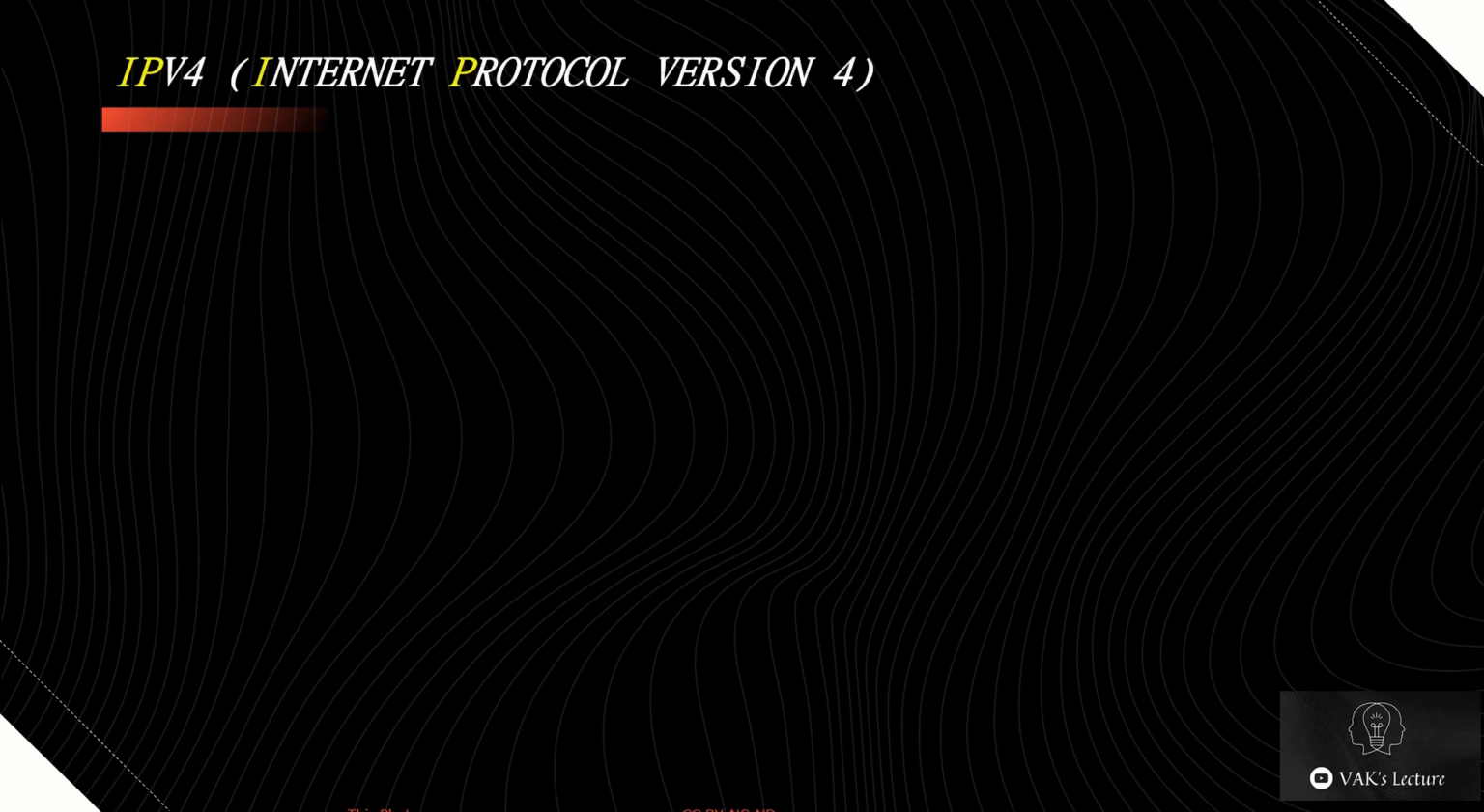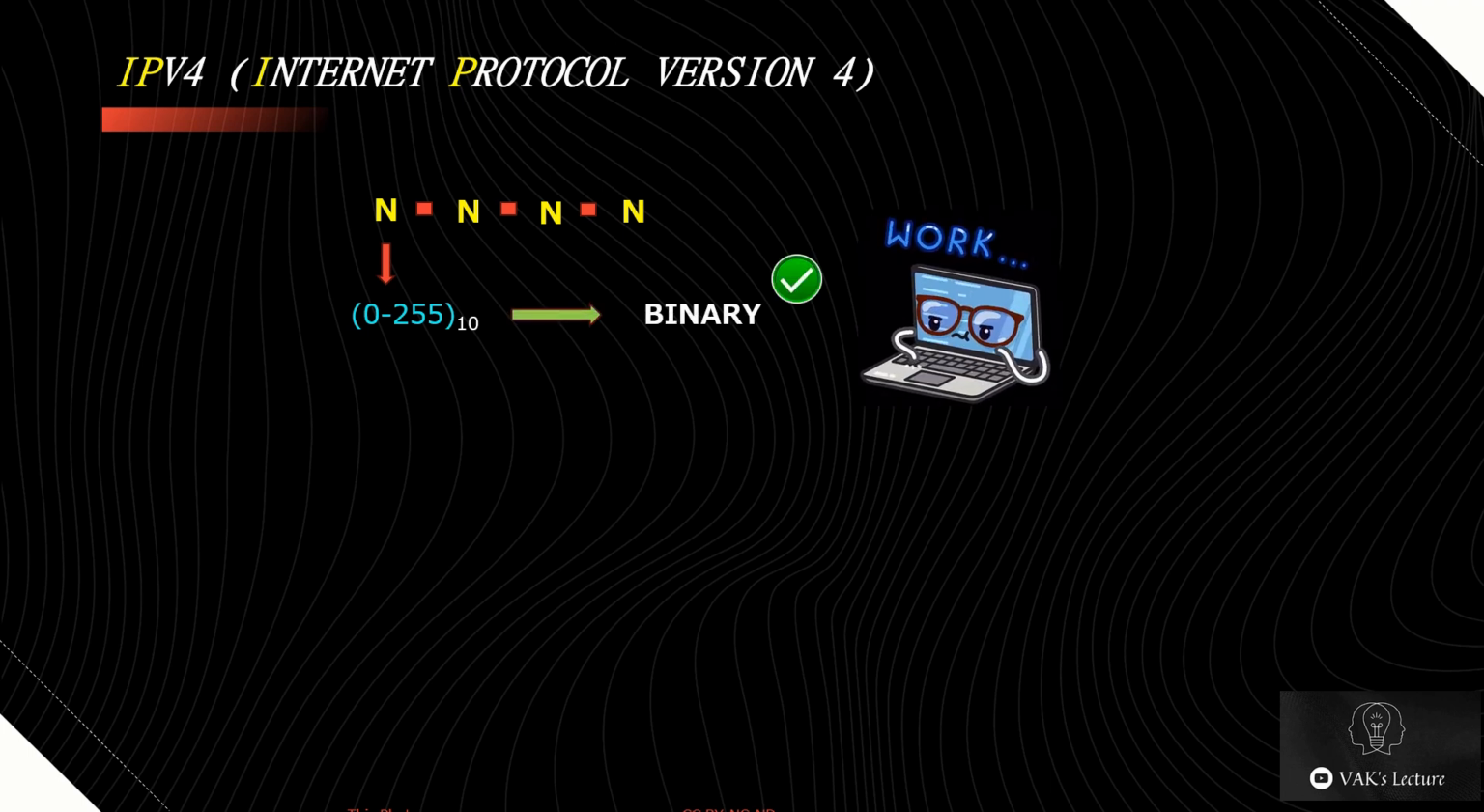Internet Protocol version 4 consists of 4 numbers separated with a dot. Each number can range from 0 to 255 in decimal numbers. But computers do not understand these decimal numbers. So these numbers are converted into binary form, which is computer understandable. So in binary, this range can be written as 8 zeros to 8 ones.